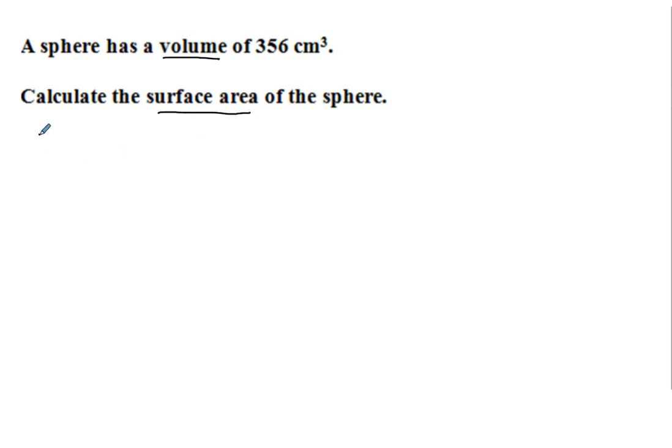So the volume formula for a sphere is 4/3 pi r cubed. And you can tell we have the volume, but we don't know the radius. So we're going to find the radius first. And once we've found the radius, then the surface area is just 4 pi r squared. So we can then stick the radius in there. So it helps to plan it a bit.